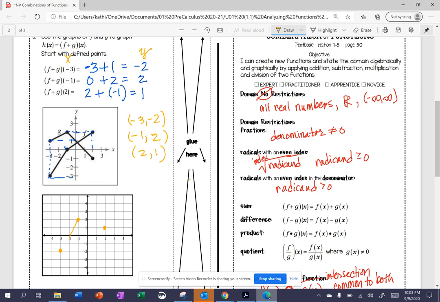So you just use the points on the graph. So this is my new function h of x. Okay, that's the end.